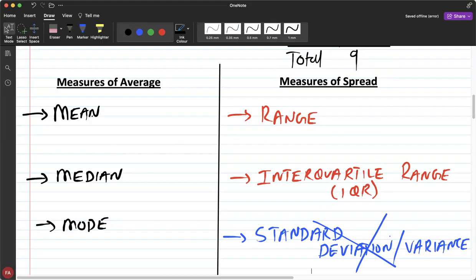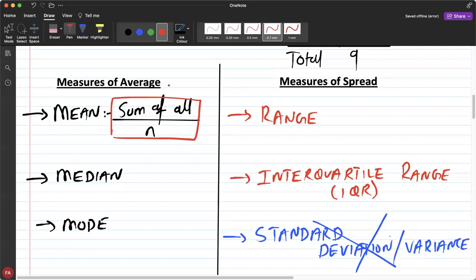Now, let's try to dive into this concept as to how we figure out mean. I'm sure all of you probably know this by now, that when I say the word mean, that means I'm taking the sum of all the values, sum of all numbers, over the quantity that I have. But please bear this in mind that this formula is only applicable for ungrouped data over here.